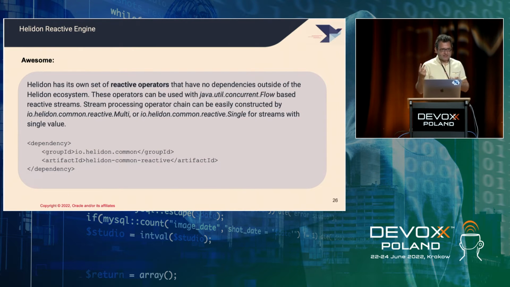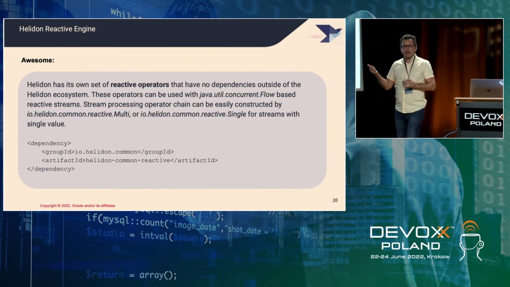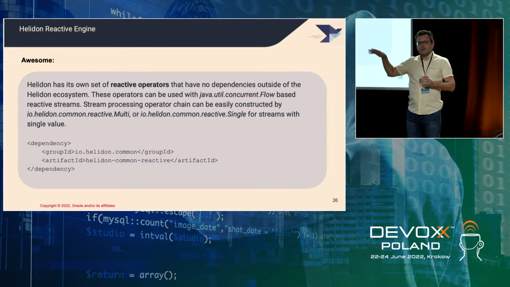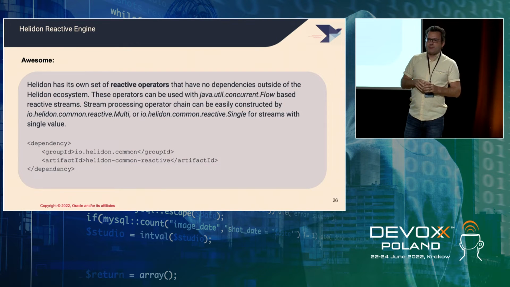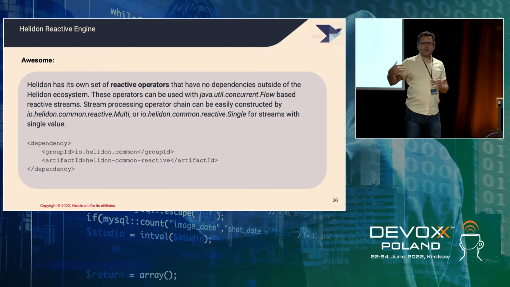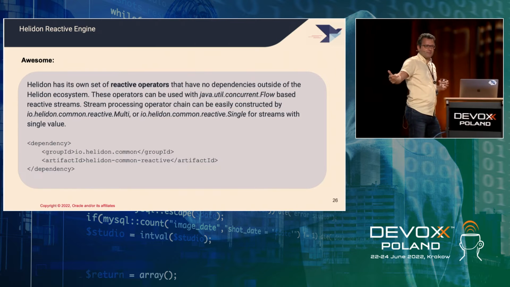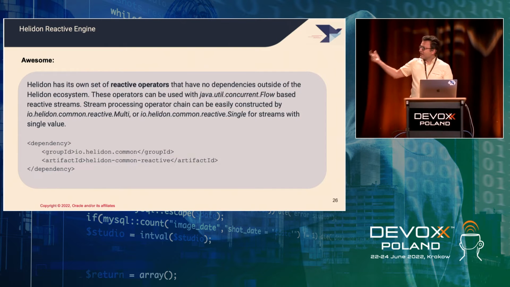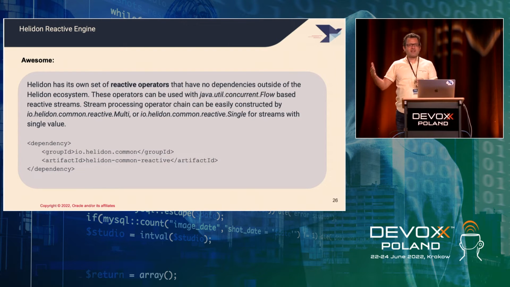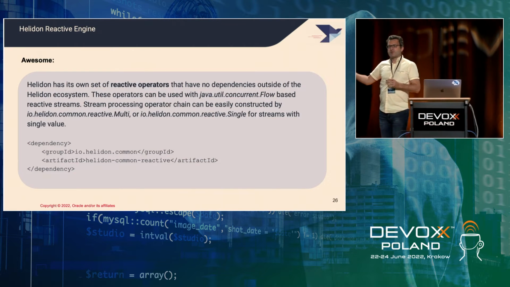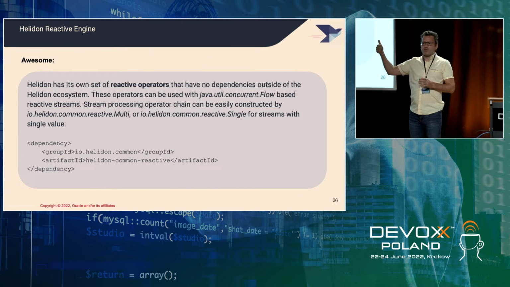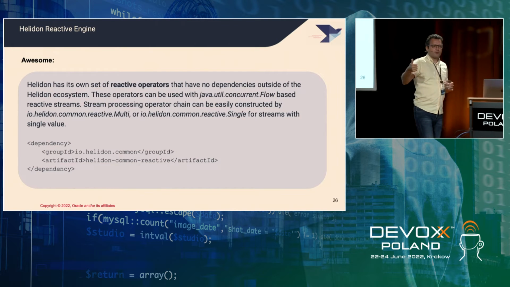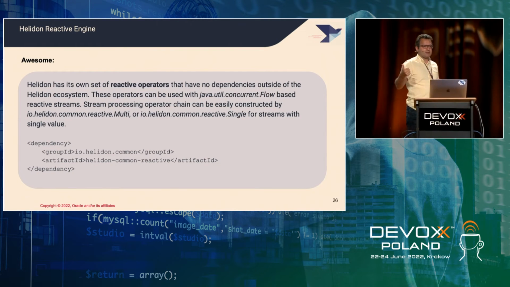The main 2 classes that you may be interested in. First one is Multi, which more or less equals a publisher. So a Multi is a promise of a future stream of data. The second class that we have is Single, which is a narrowed down publisher. That's a publisher that promises a future stream of exactly 1 record. So you know that this will be a single result.